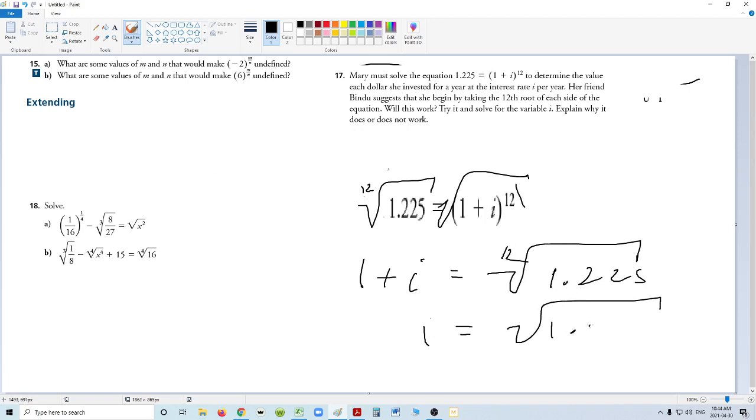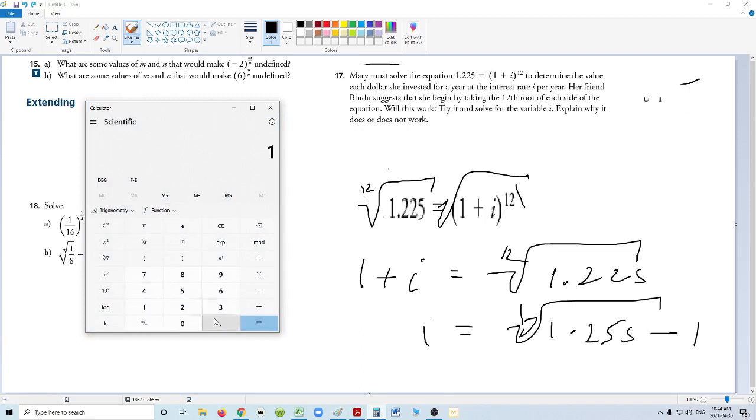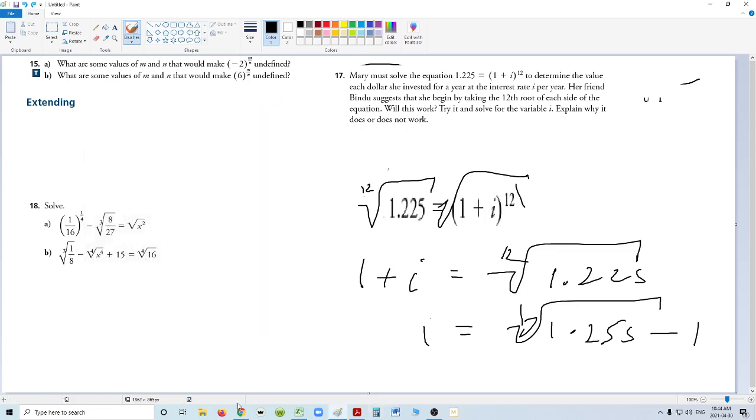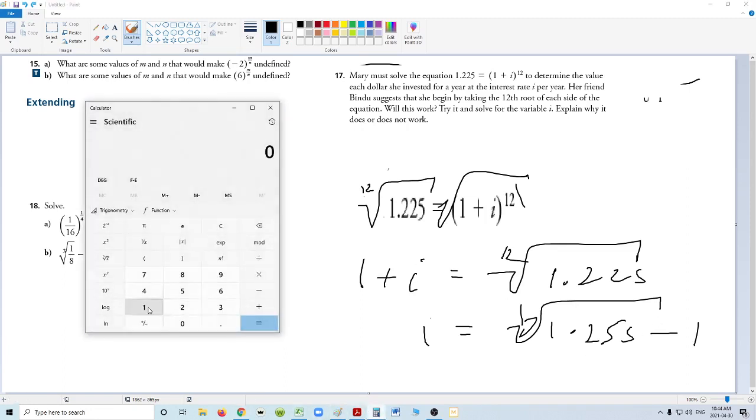Now the problem with that is you're going to get a negative number, because 1 plus i, 1 to the 12, well, let's take 1.225 to the 12th root before I say that. Yeah, you get lower than 1. Oh, no, I didn't. It was higher than 1. So you get that, and then I subtract 1. Yeah, you get the interest rate.